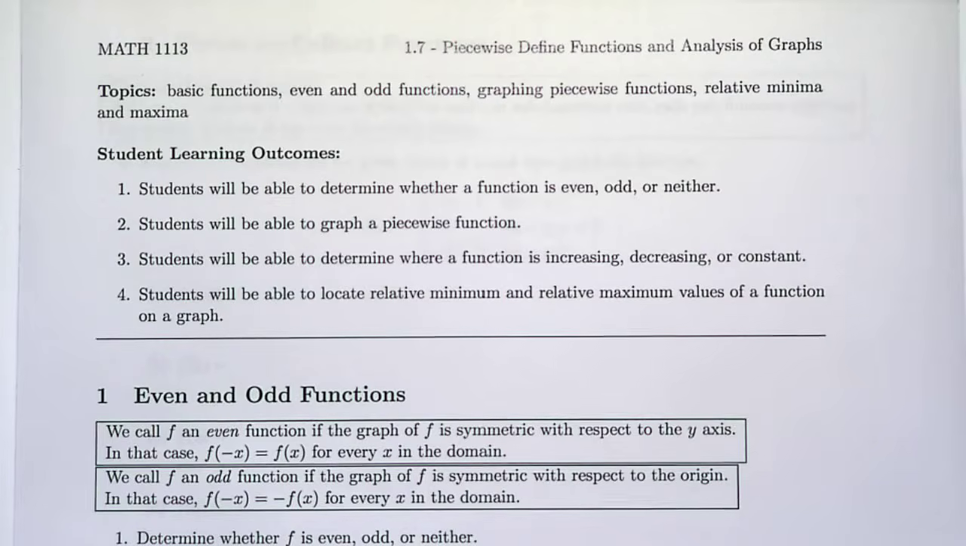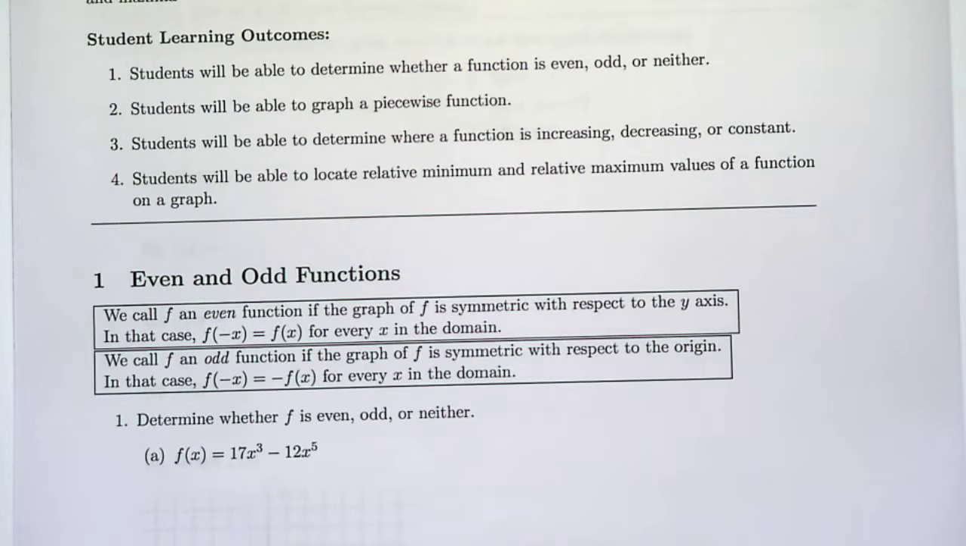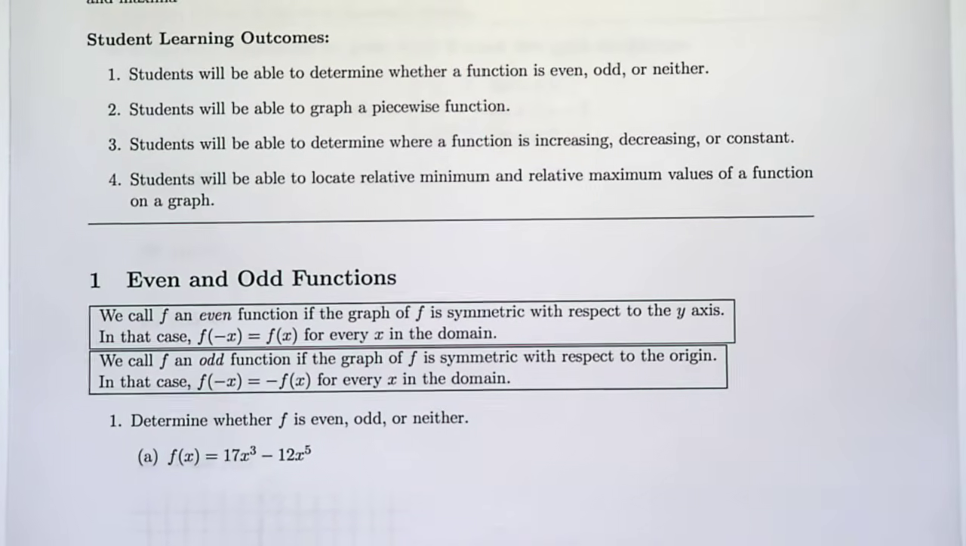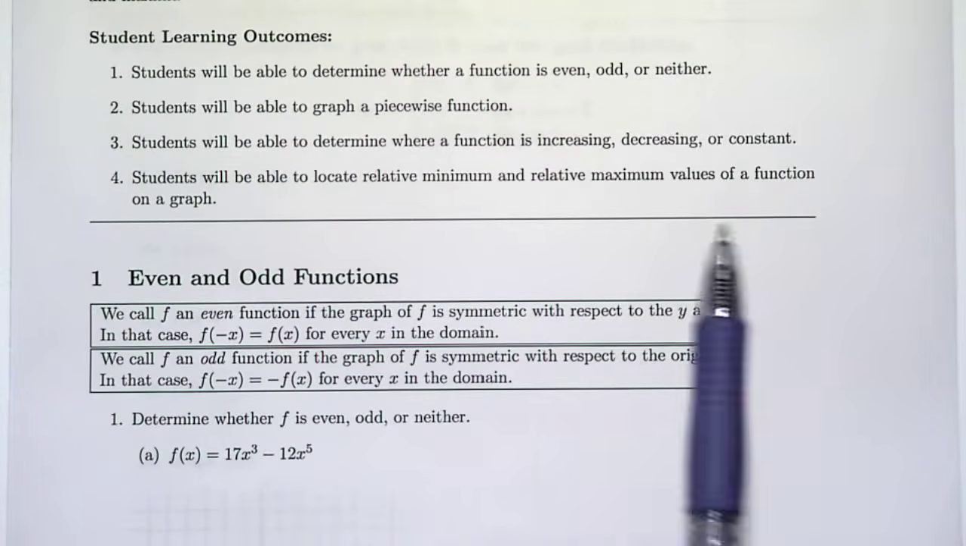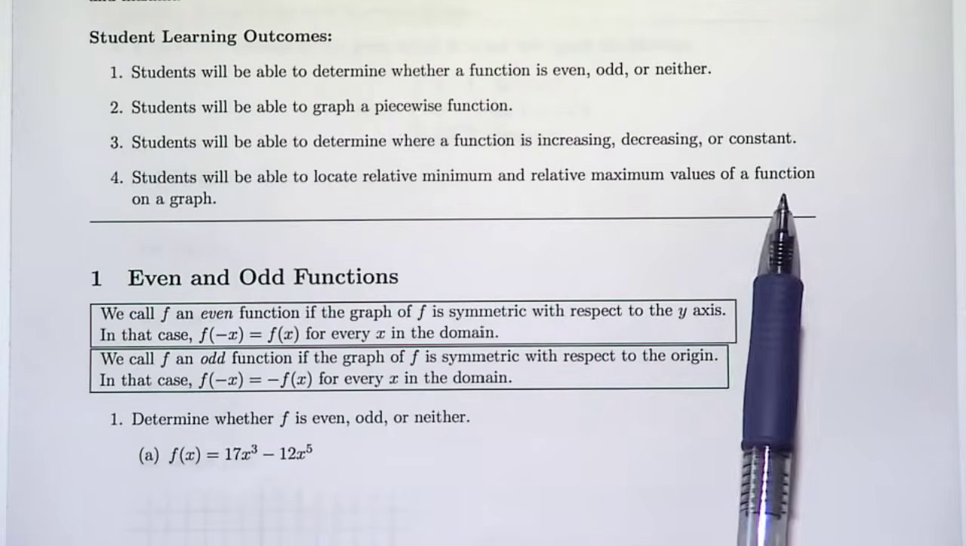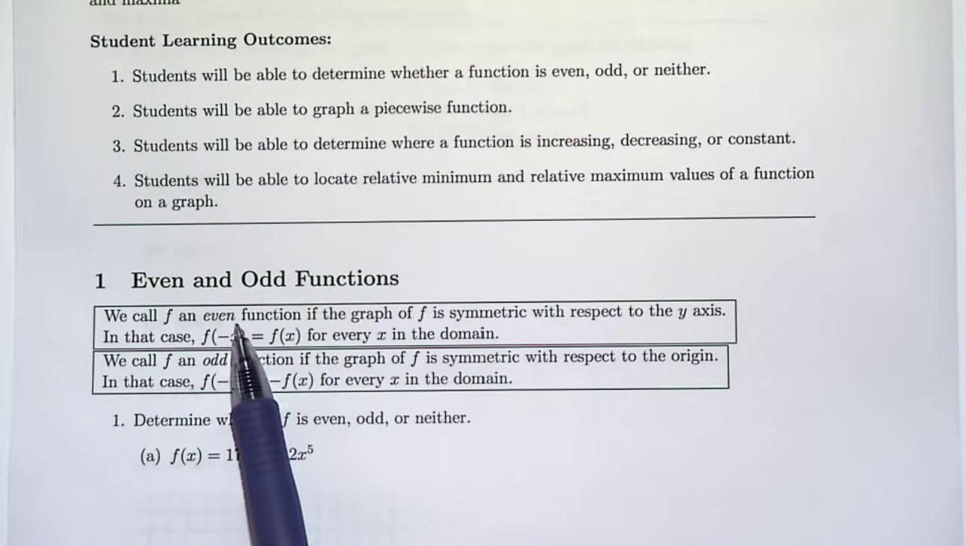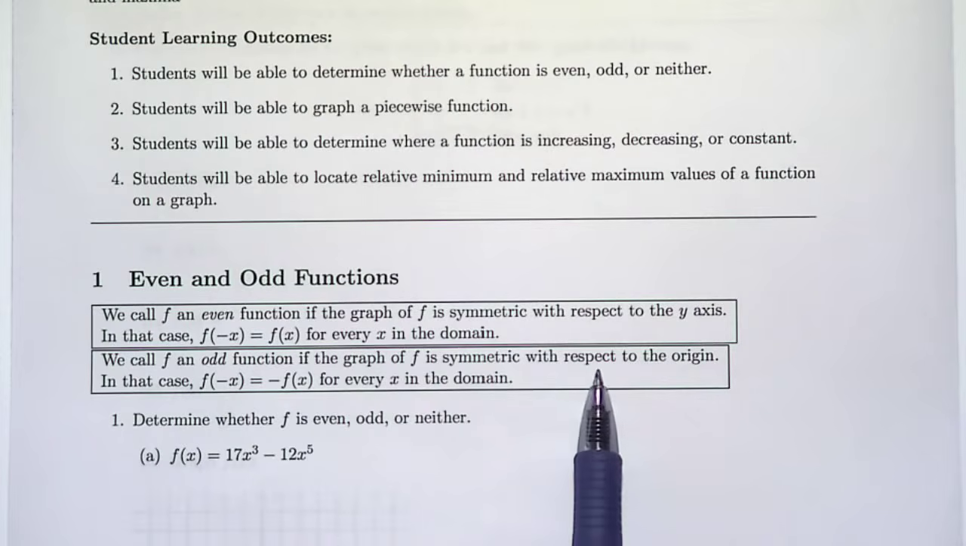All right, so let's start with even and odd functions. It's based on the symmetry of our function. Is it symmetric about the y-axis, or is it symmetric about the origin? If it's symmetric about the y-axis, which means it looks the same on either side of the y-axis, we call it even. And if it's symmetric about the origin, we call it odd. So origin goes with odd.